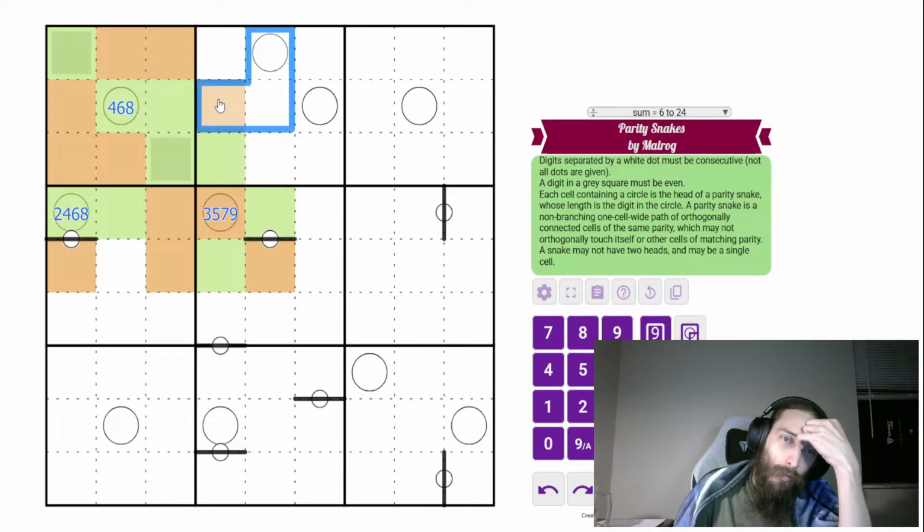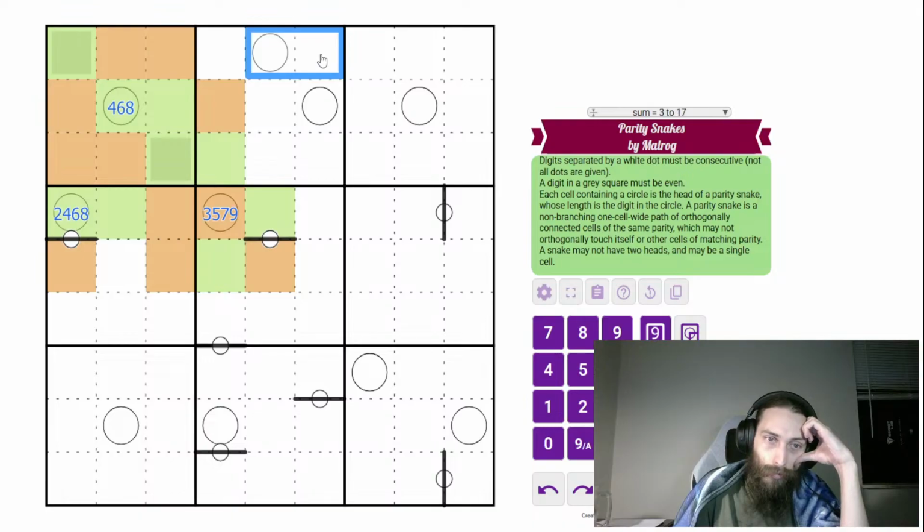If this was odd and it went down, then that would be 1, 2, 3, 4, 5 odds. So this cannot be odd and go down. So if it's odd, it goes to the right. Because it can't go left, it would branch.